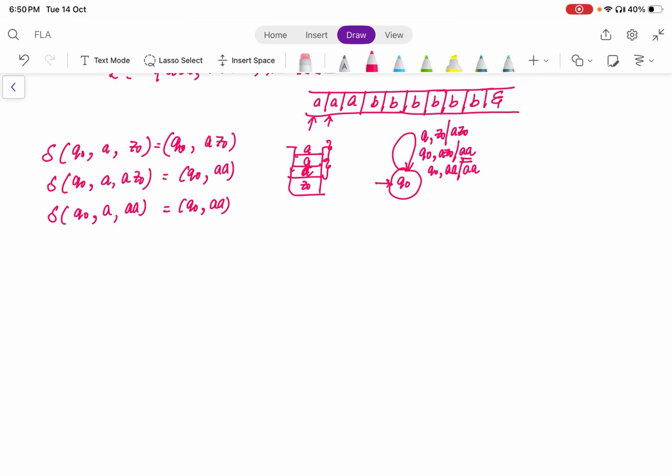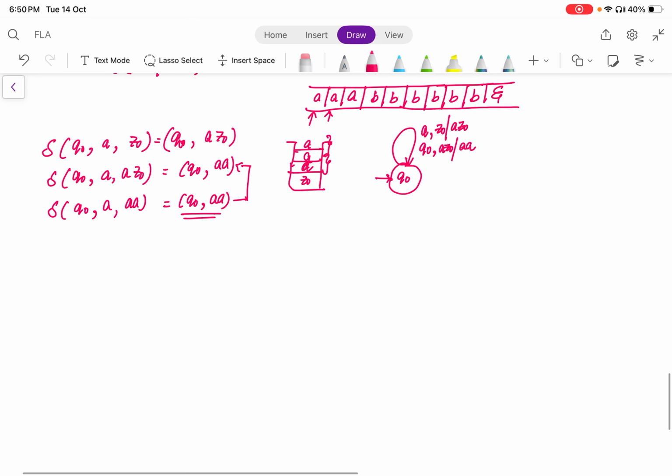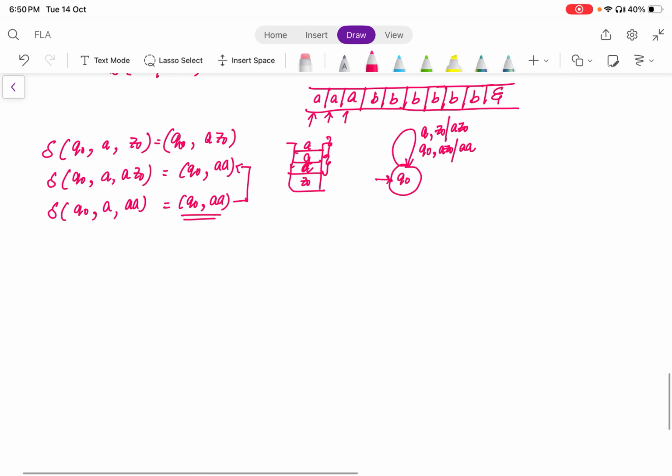So here we already have the transition for a, so you don't have to write it again. This transition we already have written here. So you don't have to perform the same transition. Understood? Now these two inputs are over. Move on to b's now.